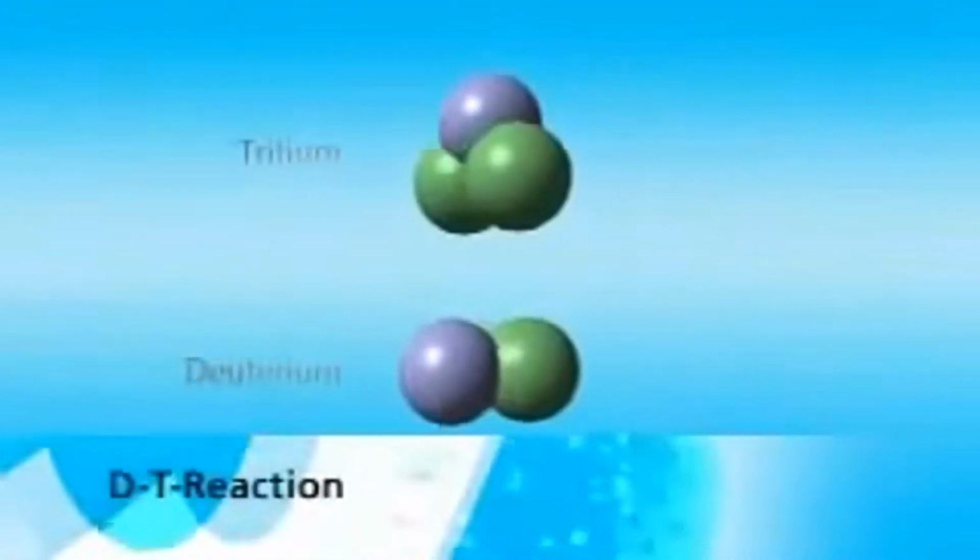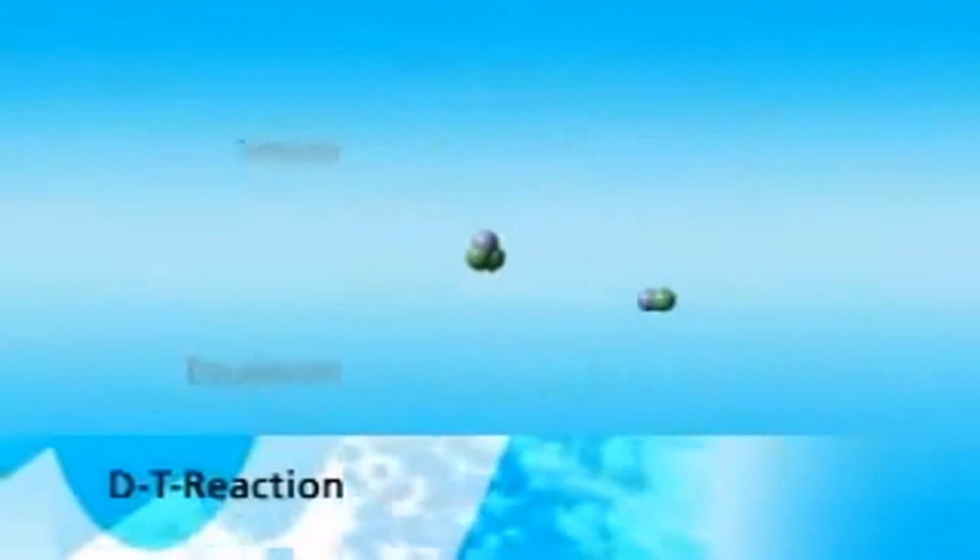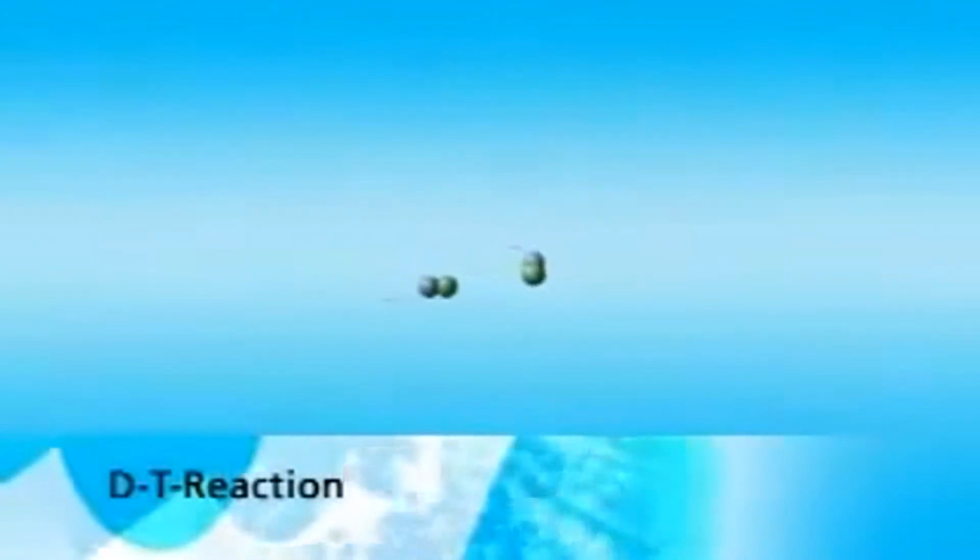isotopes produces the largest amount of energy compared to all other conceivable reactions between light atomic nuclei. The deuterium-tritium reaction takes place according to the following principle. The two atomic nuclei fuse to form a helium nucleus, and additionally, they set free a neutron. This causes a large amount of energy to be released.